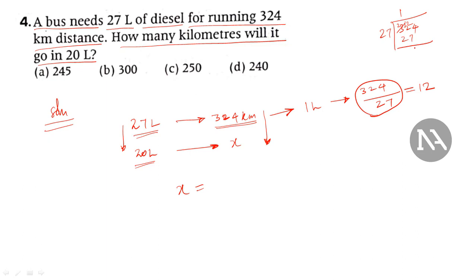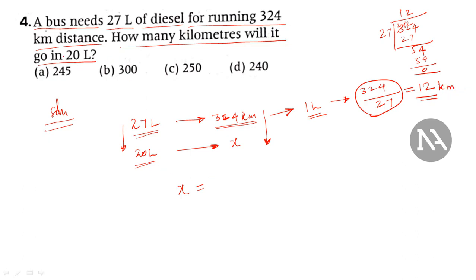So 12 minus 7, that is 5. Then it is 54, so 2 27s are 54. So it is 54, and the remainder is 0. So 324 divided by 27 is 12. So for 1 liter it will run 12 kilometers.